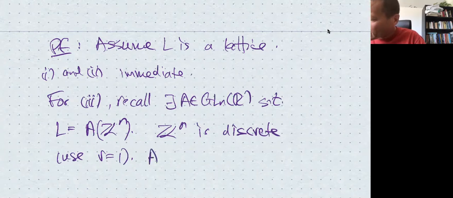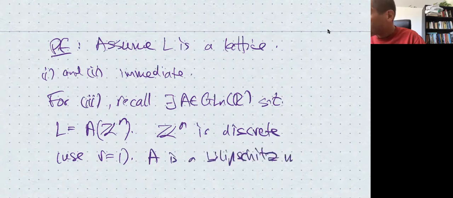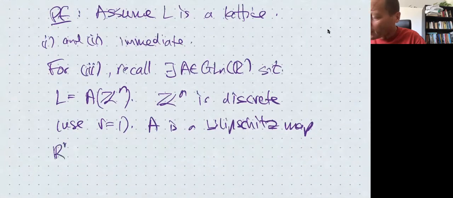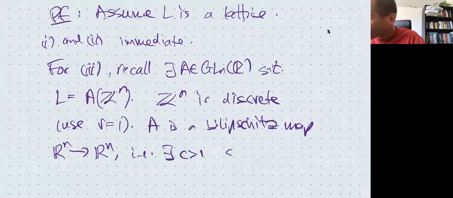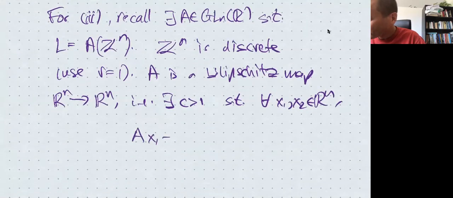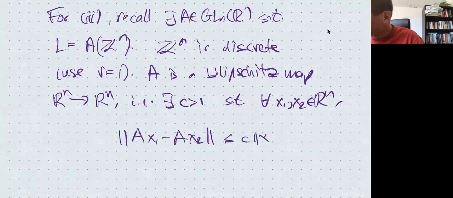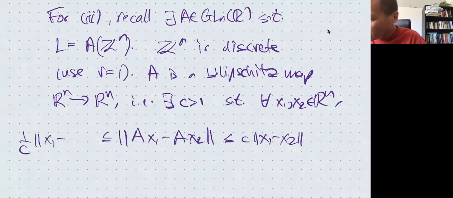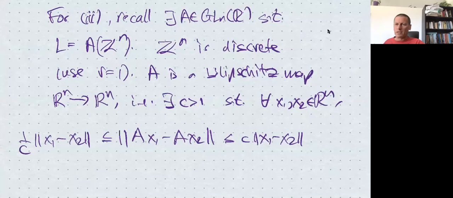And A is a bi-Lipschitz map from Rn to Rn. Let me remind you what that means. There is a constant C bigger than 1 such that for all x1, x2 in Rn, the distance from x1 to x2 after applying A is less than the original distance multiplied by C and bigger than the original distance multiplied by 1 over C. So this is what it means to be bi-Lipschitz.